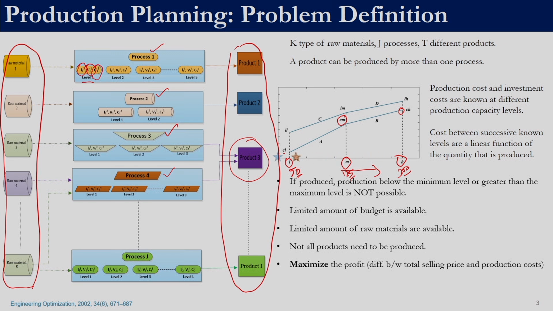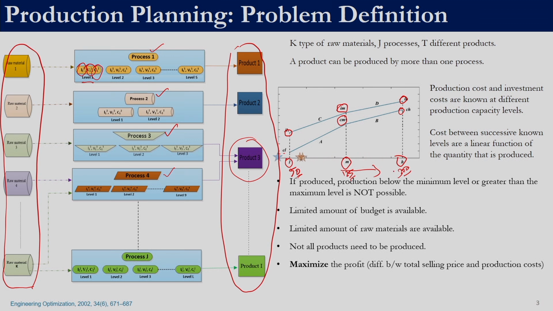That is what the level corresponds to over here: level 1, level 2, level 3, and all the way up, it can have any number of levels. Similarly, at these production levels, we also know the investment cost. IL is the investment cost to produce 50 kgs per day, IM is the investment cost to produce 125 kgs per day and IH is the investment cost to produce 300 kgs per day.